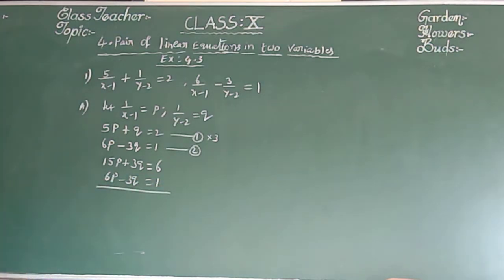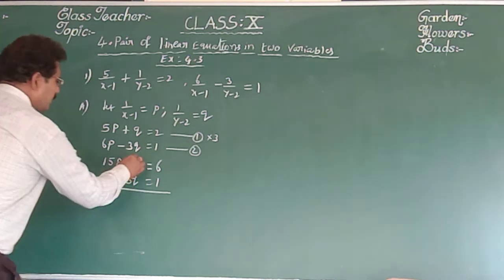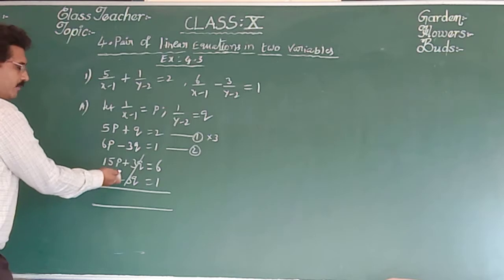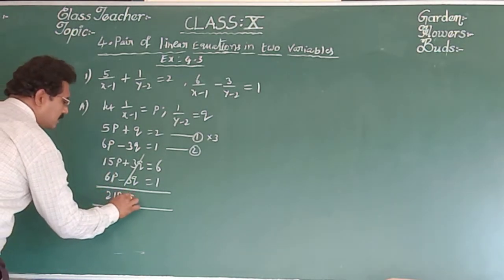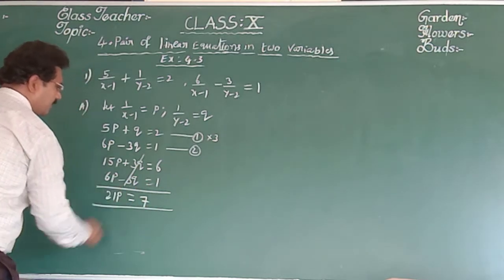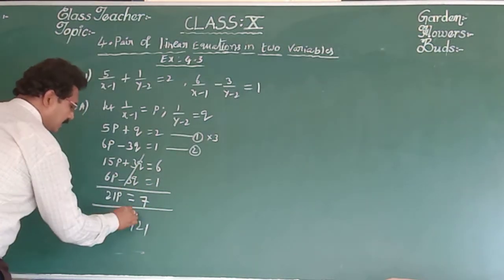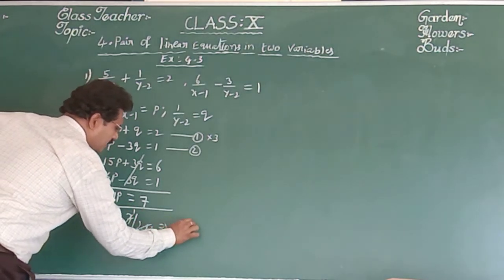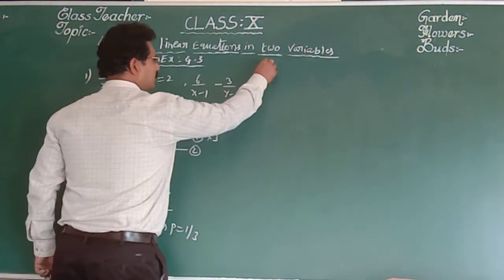Now solve these two equations. Here plus 3q minus 3q gets cancelled. So now 15p plus 6p, 15 plus 6, 21p is equal to 6 plus 1, 7. So p is equal to 7 by 21. 7 1s are 7, 7 3s are 21. That implies p is equal to 1 by 3.